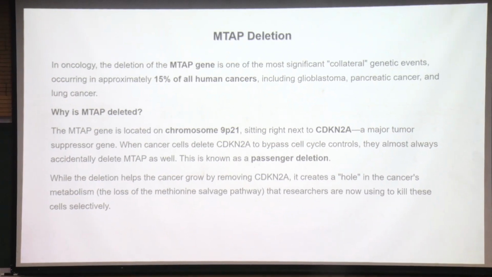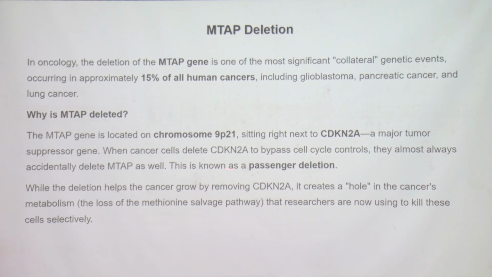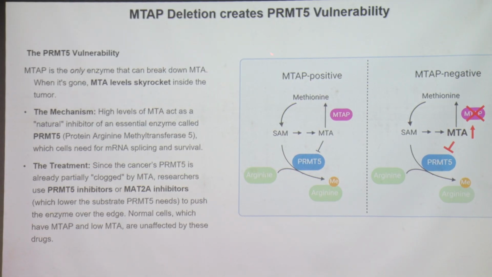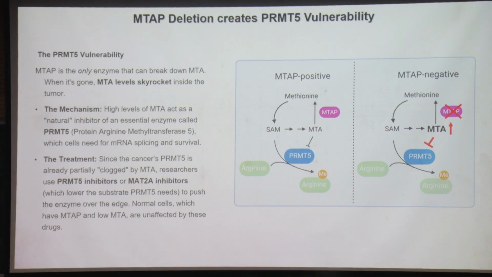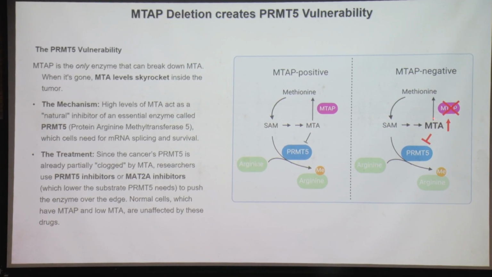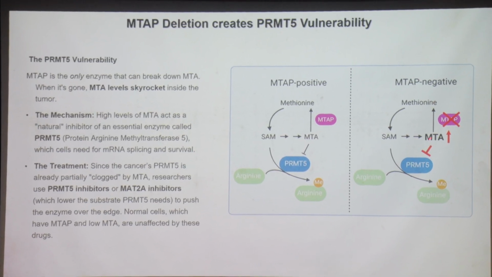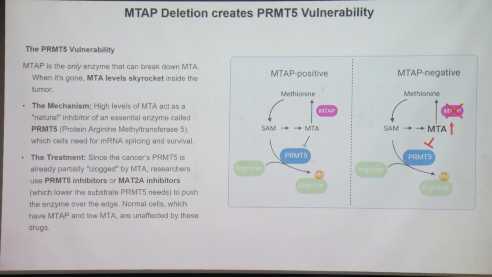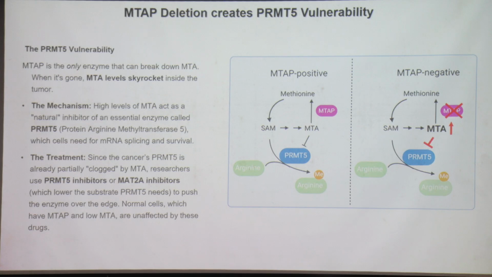So what is the consequence? So this is called passenger deletion. Tumor cells don't want to delete it, they just accidentally delete it. Okay. So now what happens when MTAP is present? MTA is converted to methionine in 6 steps you saw. But when MTAP is not present, MTA is not converted to methionine. But here is the problem. This MTA is an inhibitor of PRMT5. Okay. So when this is not converted, obviously the levels will keep on increasing because it's not being used.